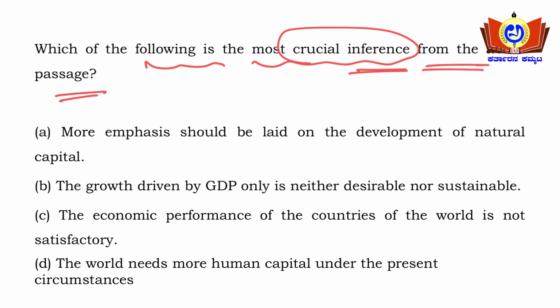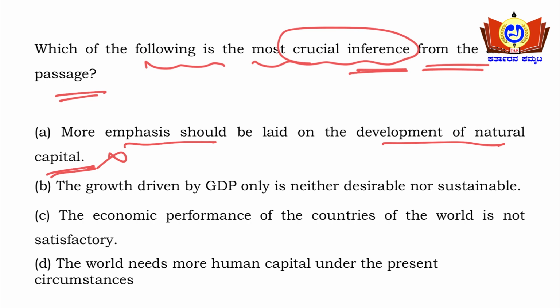Okay, I'll examine the statement. More emphasis should be laid on the development of natural capital. No, nowhere in the passage can we come to the conclusion that the passage is saying that development of natural capital should be done. It's merely giving the statistics, and the passage is telling that the GDP has increased. The world's GDP has increased by 50%, and there is a decline in inclusive wealth, like human capital and natural capital.